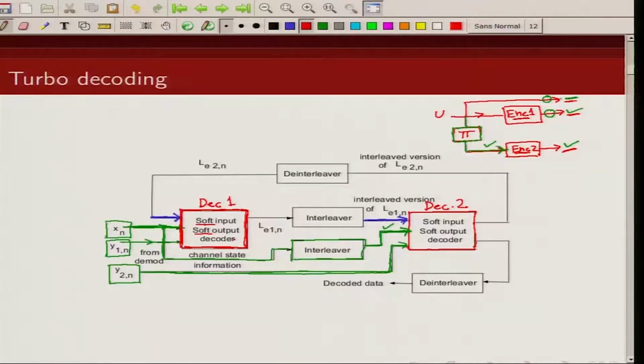let us pay attention to the outputs of decoder 1. Decoder 1 is giving us two pieces of information, one of which we call extrinsic information. This is information which this decoder computes based on the trellis structure of this convolutional code, and this extrinsic information is fed as a priori knowledge to the second decoder.